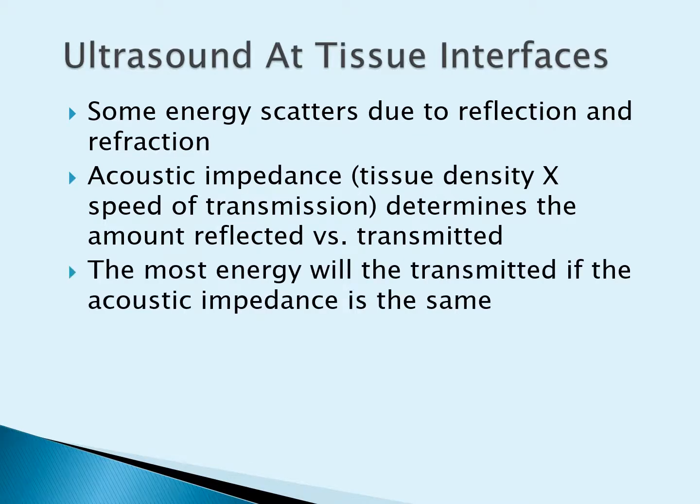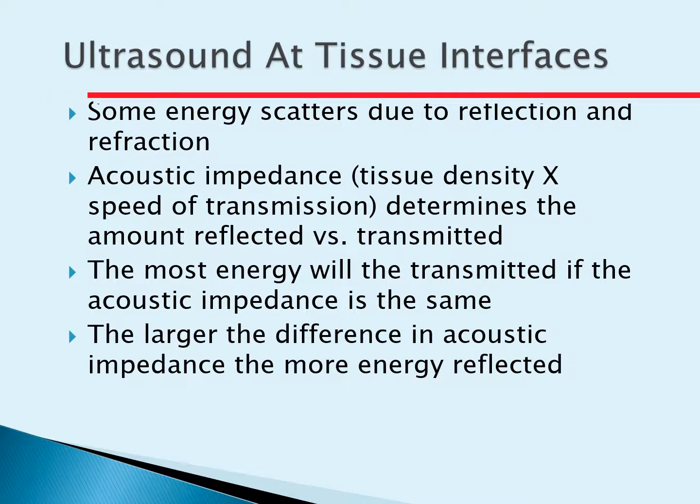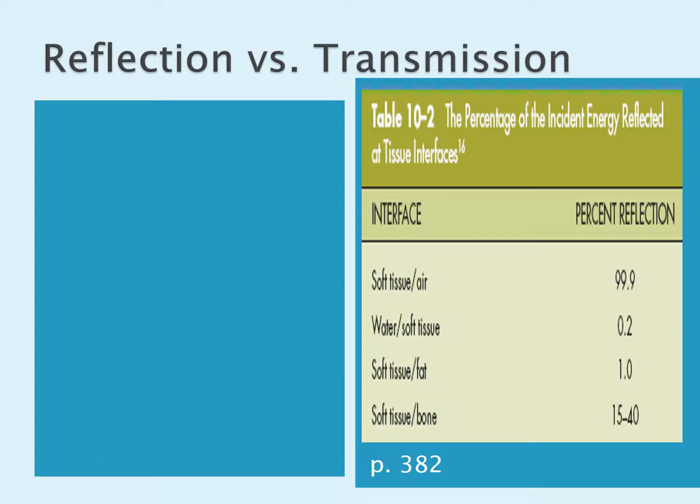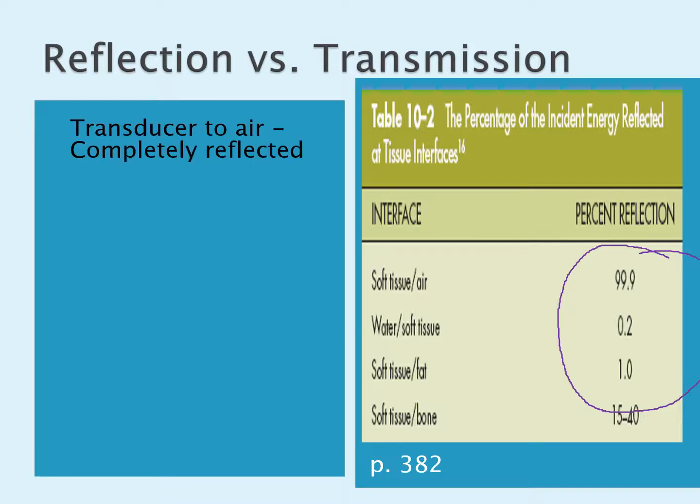Most of the energy will be transmitted if the acoustic impedance is the same. The larger the difference in acoustic impedance, the more energy is reflected. So looking at this here, we can see the different forms of reflection in this table that shows what gets reflected and what gets absorbed.